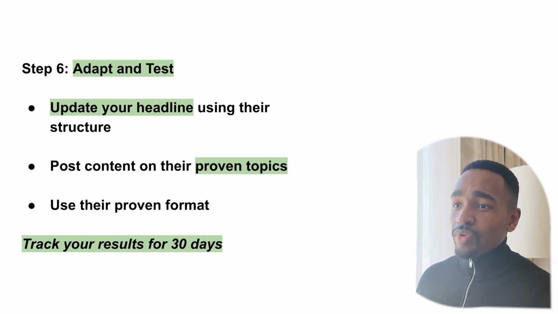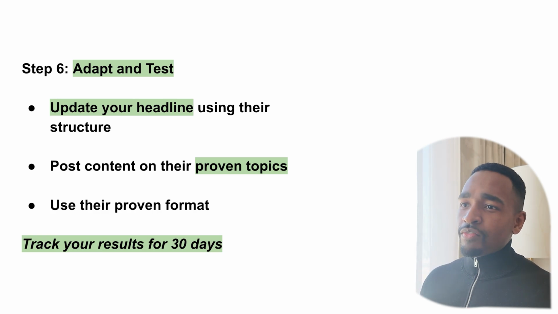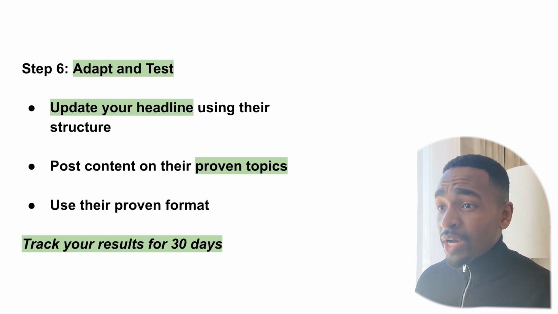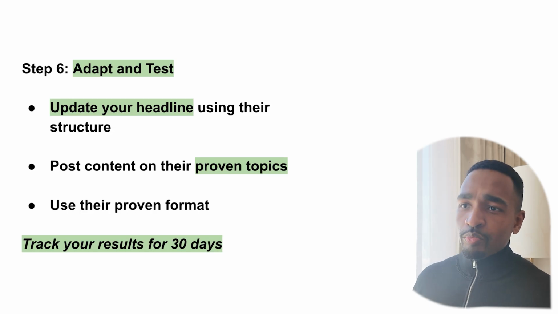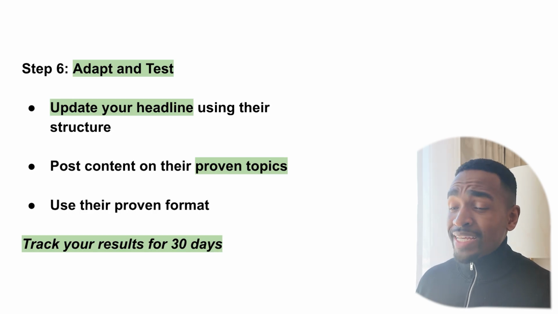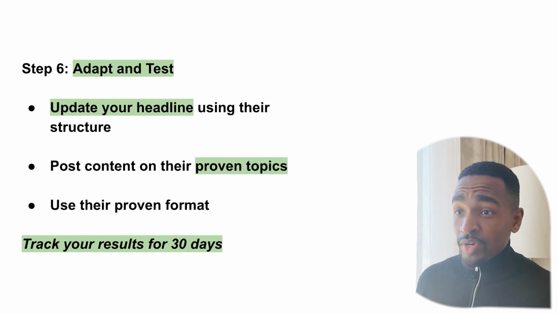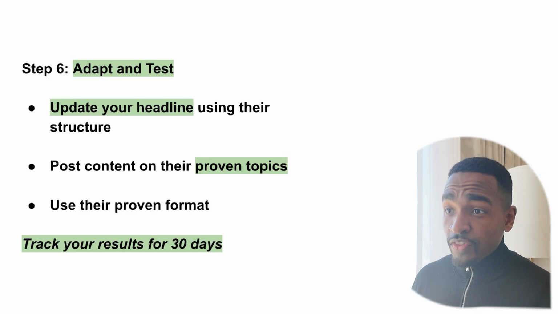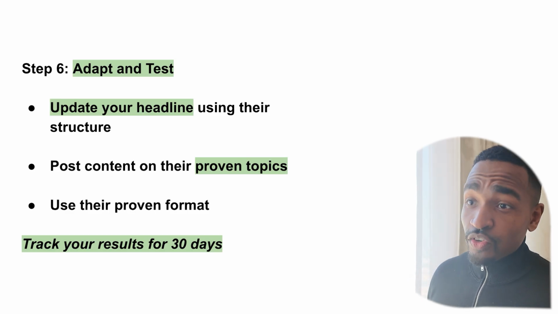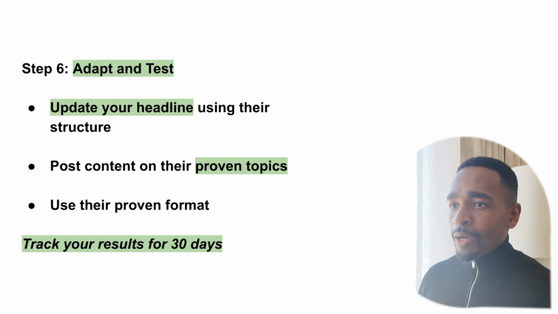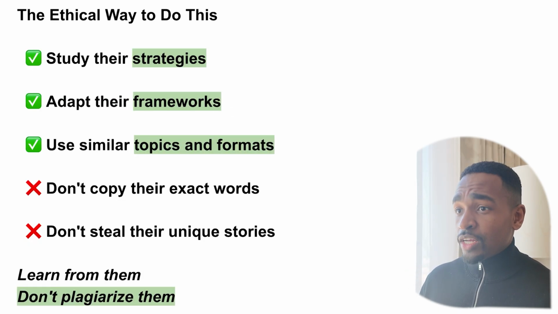And then the sixth step is really to adapt and test. So you've got to take everything that we've covered here and actually apply it to your business. So update your headline using their structure, post content on proven topics and use the proven formats, and then track your results for 30 days. Are you getting more views, more engagement, more inquiries, or less, right? If the answer is yes, though, then you've successfully reverse engineered success. And if not, go back and analyze what you might have missed and then adapt, innovate, and learn and grow.